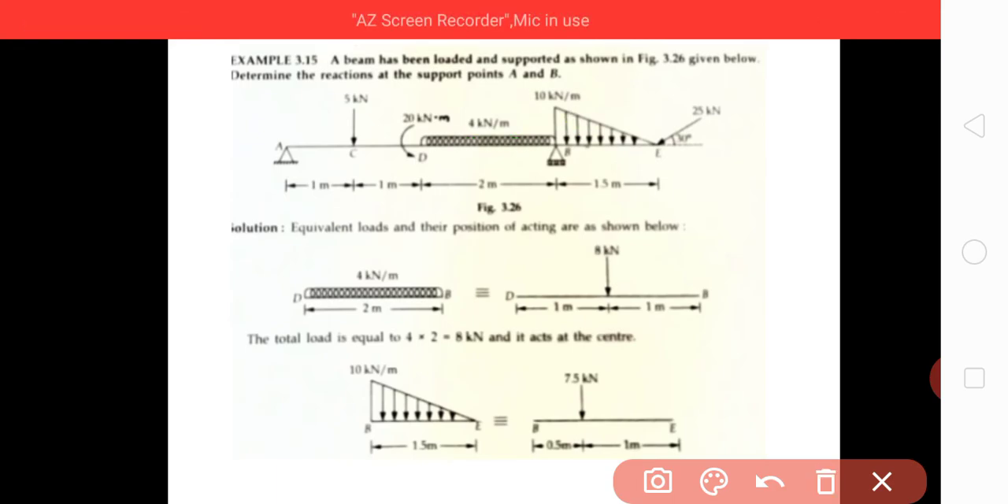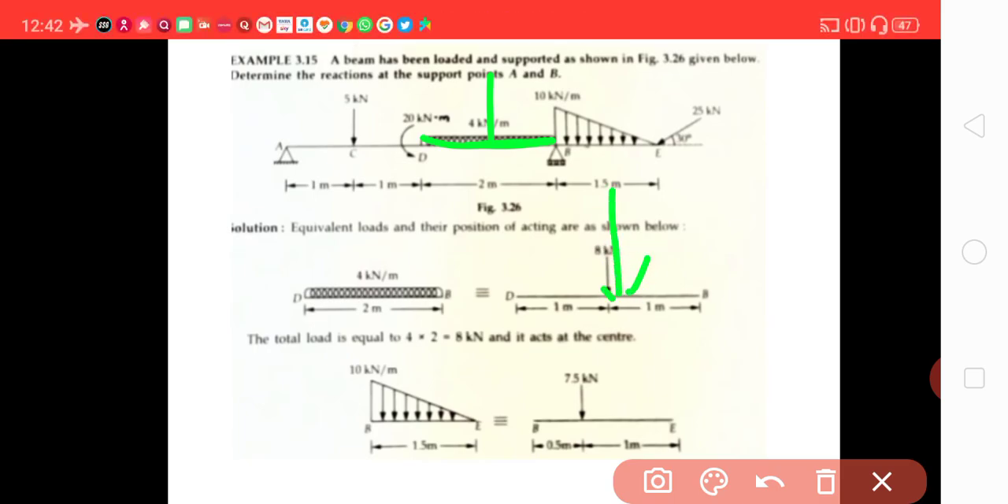This UDL is 4 kilonewton per meter acting for a length of 2 meter. So 4 into 2, 8. This 8 kilonewton will be acting at the center of this distance, that is 1 meter from D or 1 meter from B. And then we have this point load, 8 kilonewton, acting at the mid of this span.